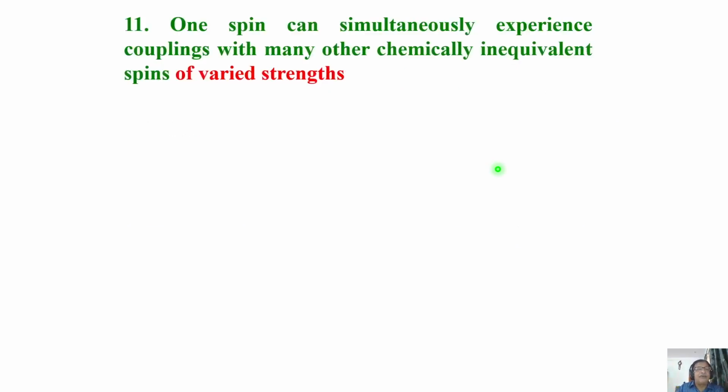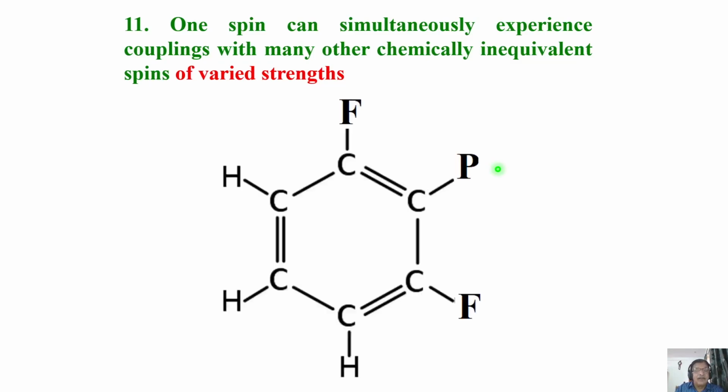Another important point. One spin can simultaneously experience coupling with many other chemically inequivalent spins of varied strengths. Imagine I have considered one proton or one fluorine, one atom here. It can simultaneously experience coupling with all other spins. It is not that when this proton has a coupling with this, it cannot have coupling with others. No, it is not allowed. Every one proton or one spin can simultaneously experience coupling with all other spins.